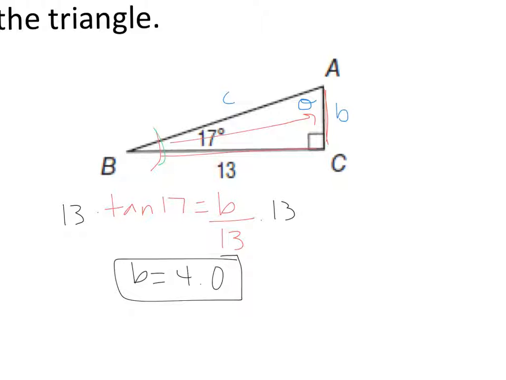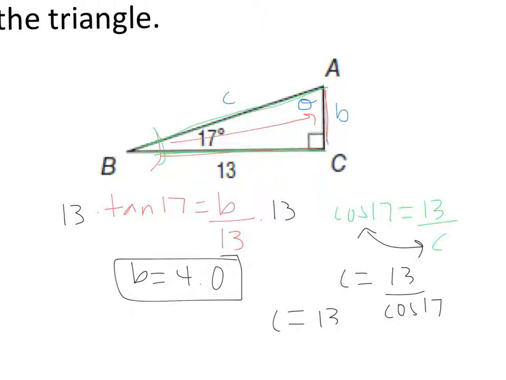And now I will solve for side c. So I know adjacent with this 13 and hypotenuse. So adjacent and hypotenuse go with cosine of 17 degrees equals adjacent over hypotenuse. And here, now when we have the variable in the denominator, we can go ahead and do that little flip and get c equals 13 divided by cos 17. Rounded to the nearest tenth, we get 13.6.